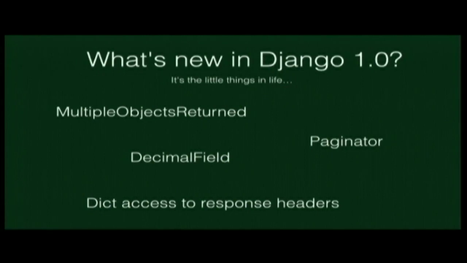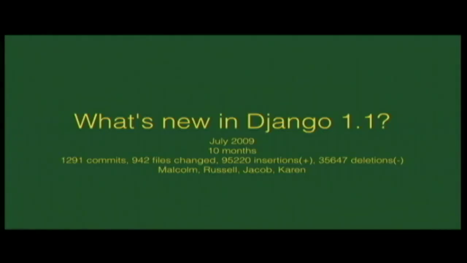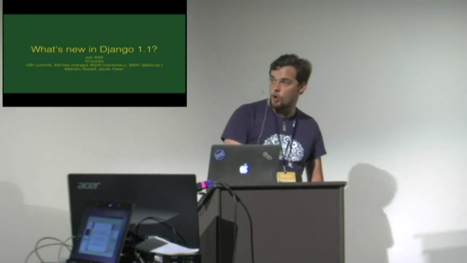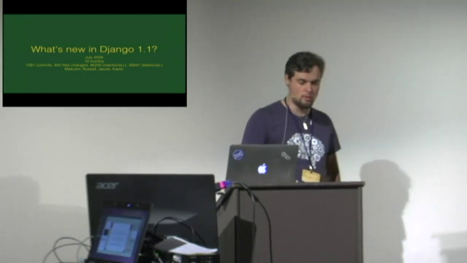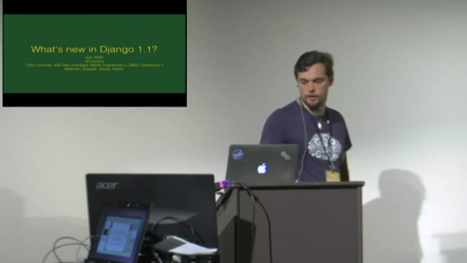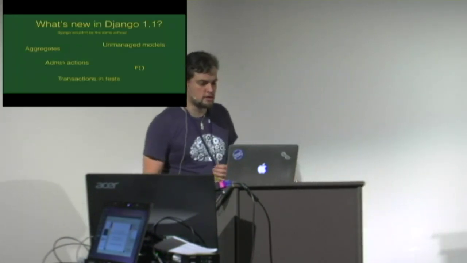So Django 1.0 was pretty awesome. We then moved on to Django 1.1. We're 10 months further down the line here in July 2009. Django 1.1 has a pretty big diff stat here. Quite a lot of it is documentation. A lot of Django 1.1 was chasing up things that weren't quite as finished as they could have been in 1.0. That's not to say that there weren't some awesome features, though.